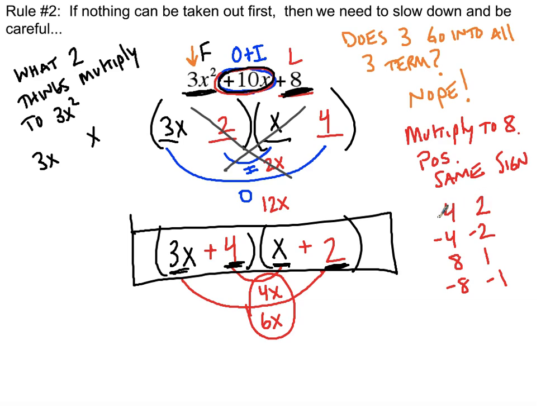So if you try a combination of numbers, try both orders. So the 4 could go first and the 2 could go second, or it could be possibly the 2 first and the 4 second, like that. And if that combination doesn't work, then you would go on to try the next one. So the -4 could go first, the -2 could go second, or you could flip the order. Same for all of these. It's possible you might have to try a whole bunch of them until you find the right combination. Sometimes you get lucky and it's the first one you try.